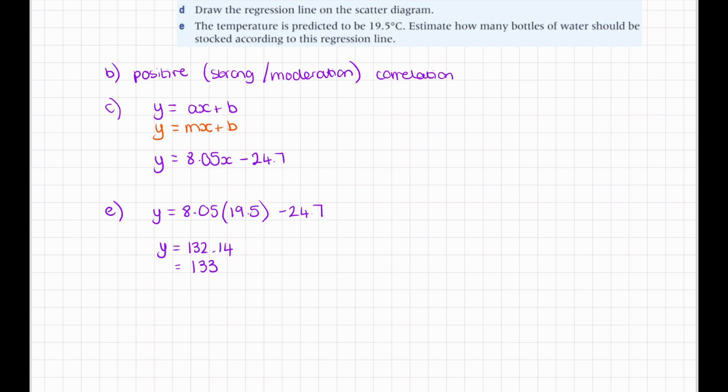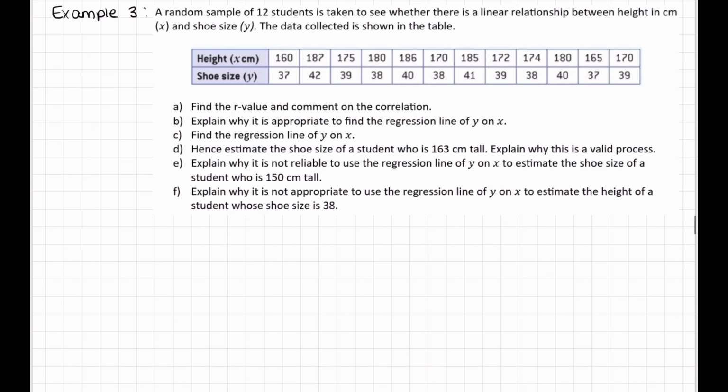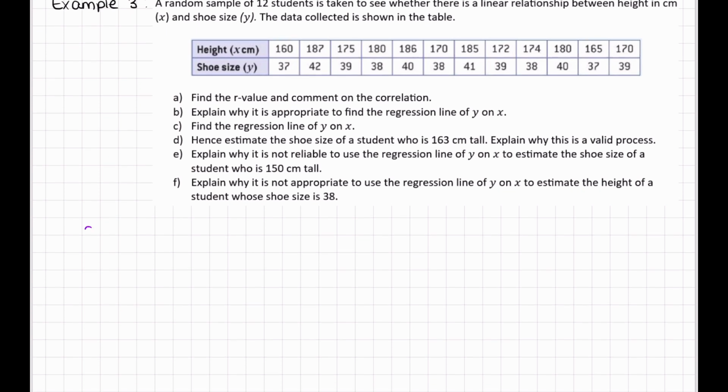A random sample of 12 students is taken to see whether there is a linear relationship between height in centimetres, our x, and shoe size, y. The data collected is shown in this table. First of all, we want to find the R value and comment on the correlation. Let's go to the calculator, put the data in our spreadsheet and get the R value.